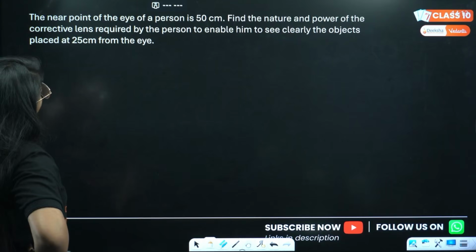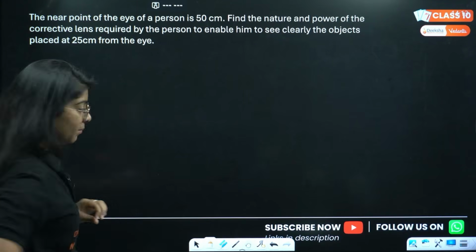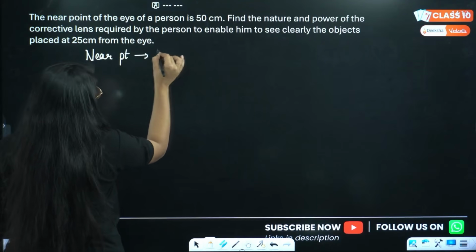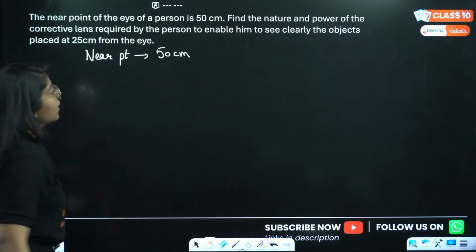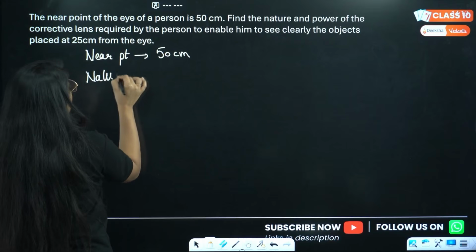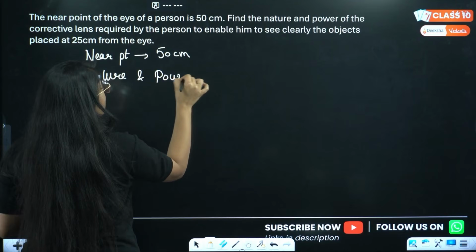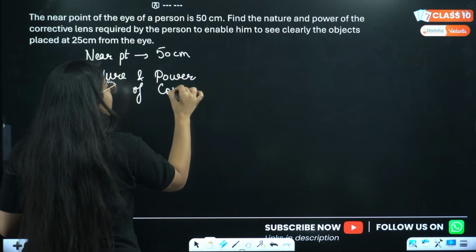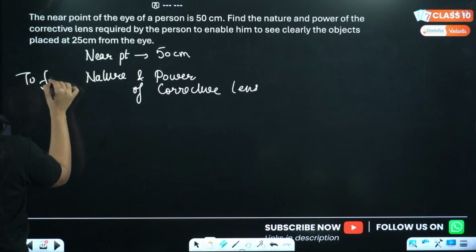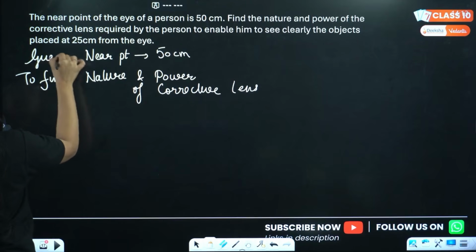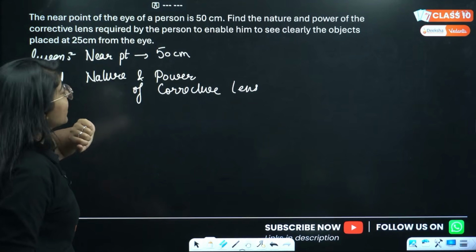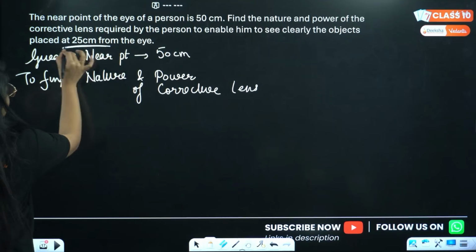Next, we have near point of the eye of a person is 50 centimeter. As we read, we write. What is given? Near point of eye is given. That is 50 centimeter. Find the nature and power of the corrective lens. We have to find the nature and power of the corrective lens, right? This we have to find, and this is given. Correct? So given to find the nature and power of the corrective lens required by the person to enable him to see clearly the object placed at 25 centimeter.